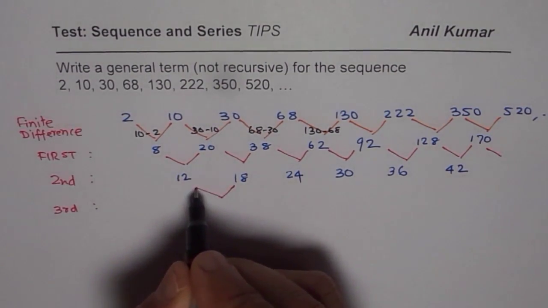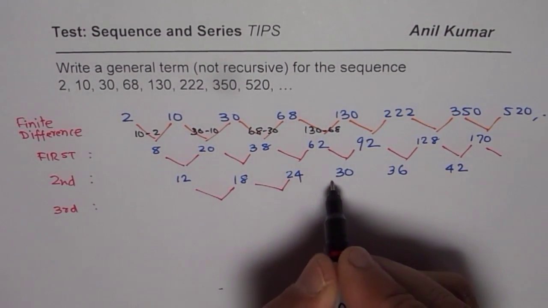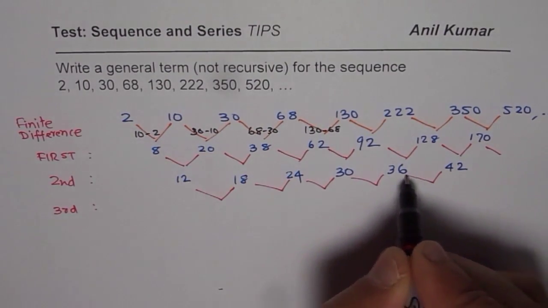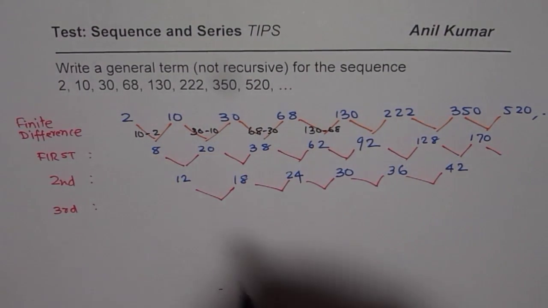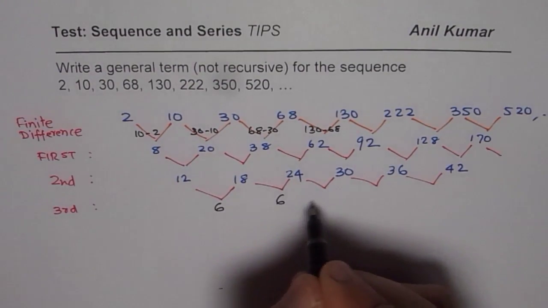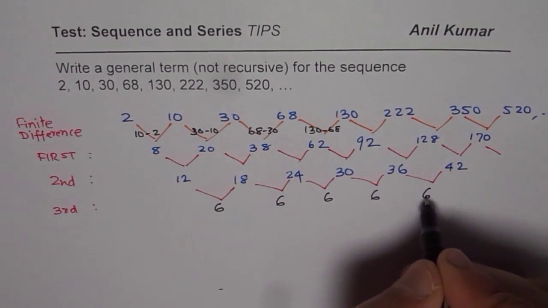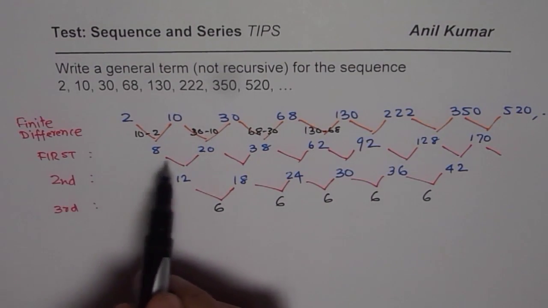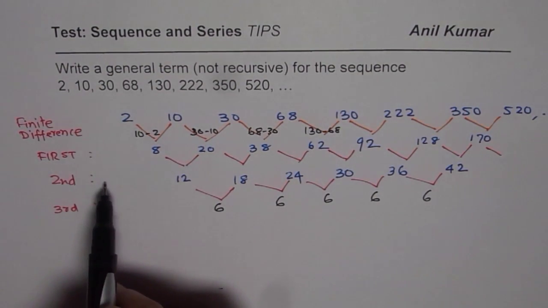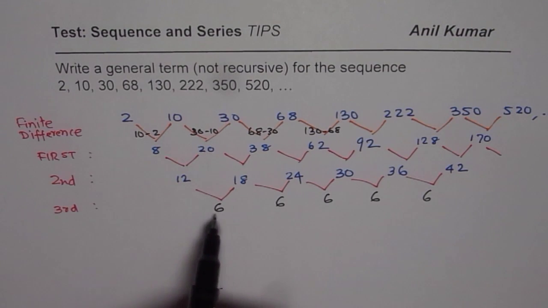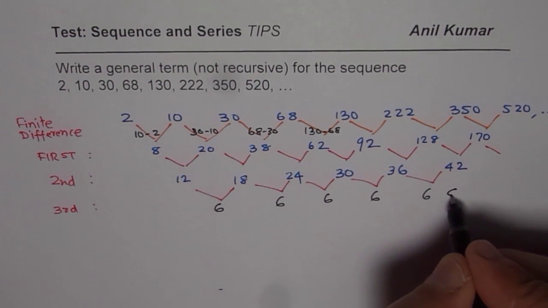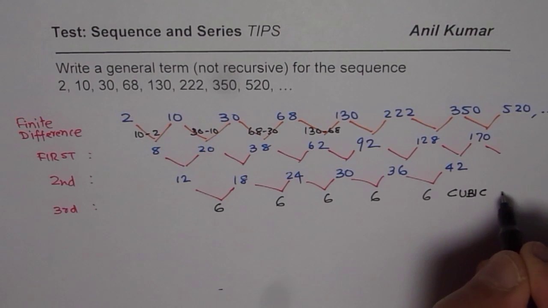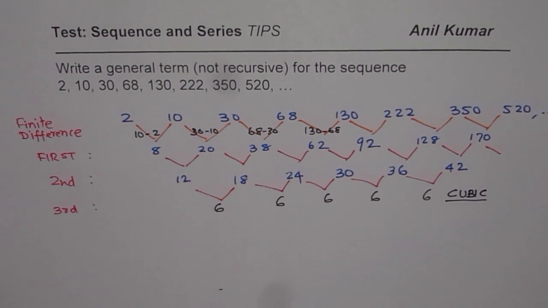The third difference will be 18 minus 12, 24 minus 18, 30 minus 24, and we know that this third difference indeed is 6, correct? So it is 6, which is constant. Now what does that indicate? If the first difference is constant, it's linear. If the second is constant, it's quadratic. And if the third difference is constant, it is cubic, right? So it is cubic in nature, so n cube is involved. Do you understand? That is what it means.